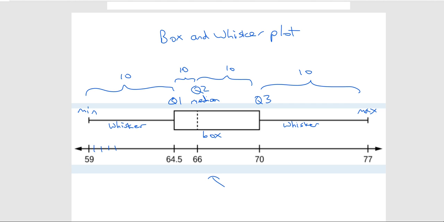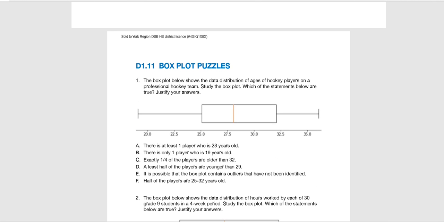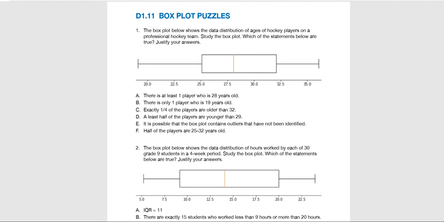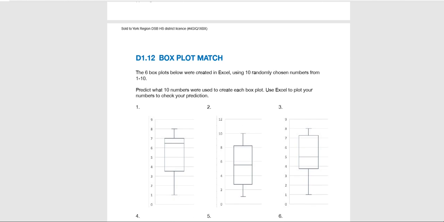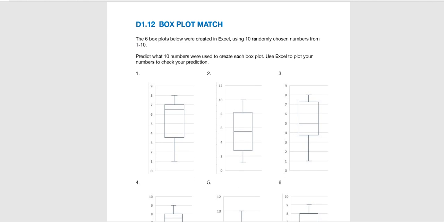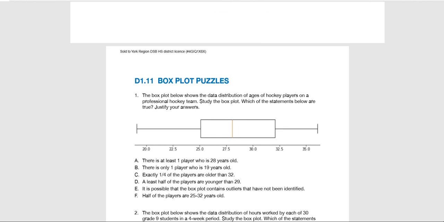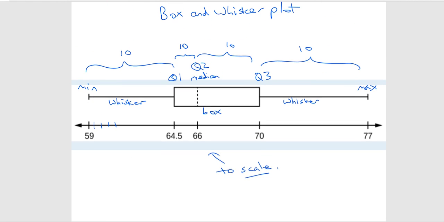Just remember that these numbers are to scale. So we're going to do our box plots on graph paper so that we have a proper scale. And then in the booklet we have some box plot puzzles, for how to read this thing. So we're going to do that, and then also this one is a little bit more difficult. This is given the box plot, to go backwards and see if we can figure out what the numbers might have been. So this one's a little bit harder. Okay, so please try and practice.